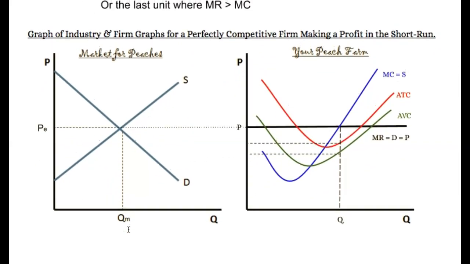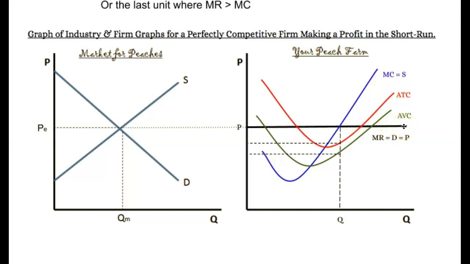And we saw this yesterday, but this is just another quick graph of the industry and firm for a perfectly competitive market. So what you'll see is the market price is set by the standard supply and demand graph, the market graph that we've been doing over and over and over. And it sets the price for your peach farm in this case. And to draw this, you would draw a horizontal line at that market price.